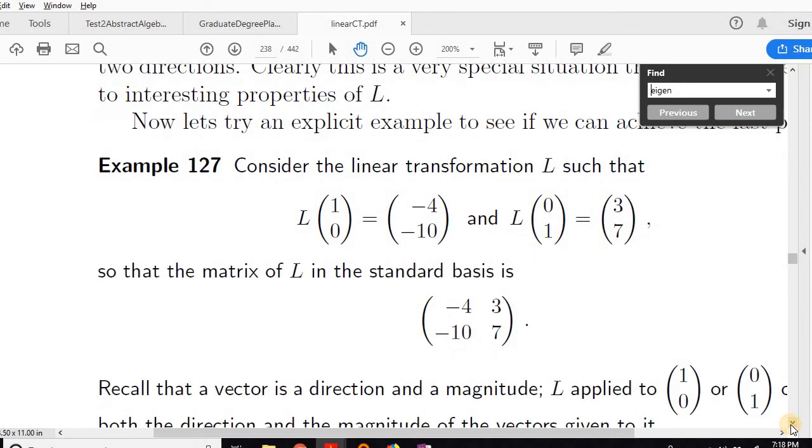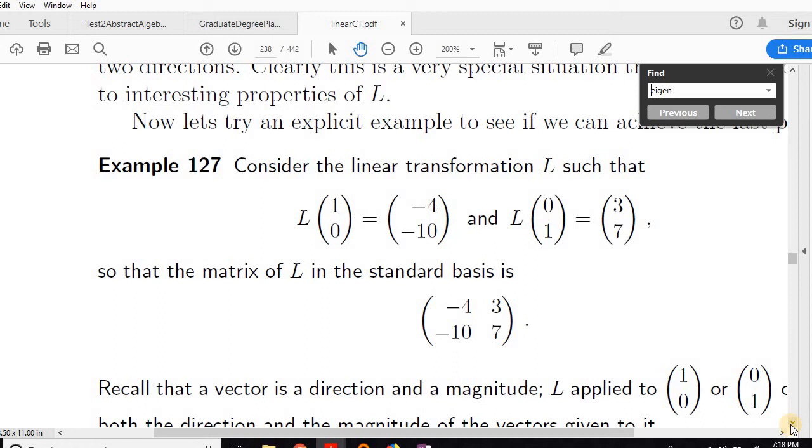All right, so now we're going to do an example. And I think I'll be lazy and just follow along with what he did, because he has it all written down. So here we have a linear transformation, and the linear transformation on (1, 0) gives me (-4, -10).